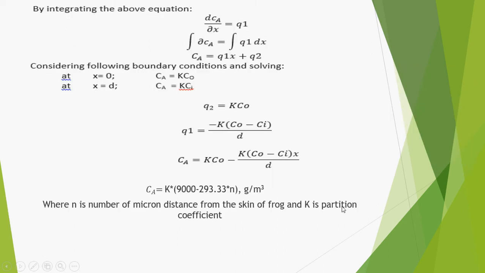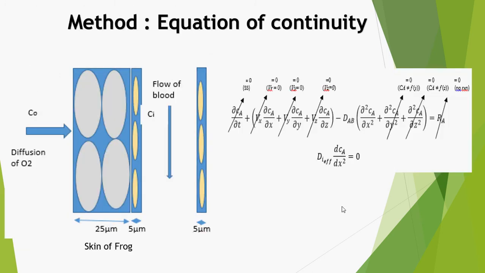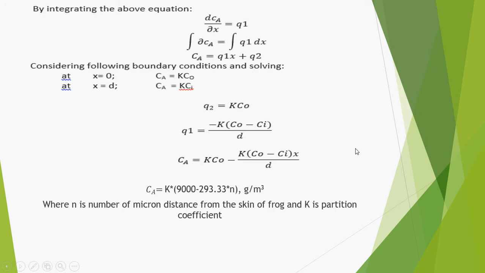Going on to the next slide, we see that the previous equation could be integrated, and we obtain a general solution as such. Now, applying the boundary conditions, at x equals 0, x is nothing but the distance through the membrane, at x equals 0, that is the outer surface.